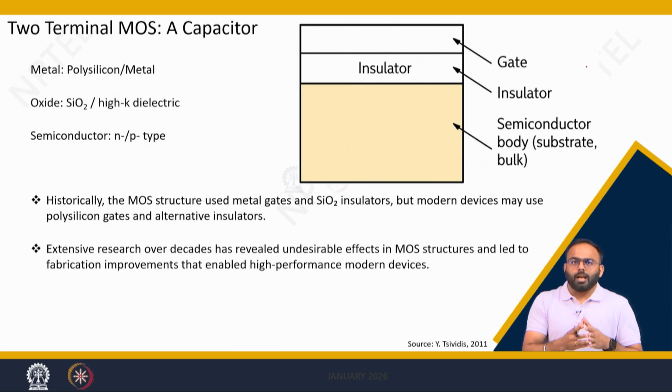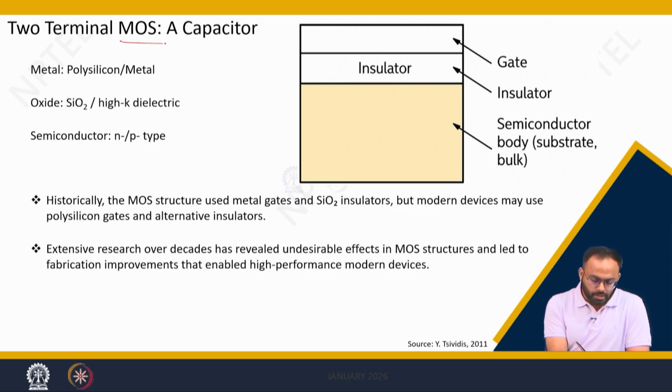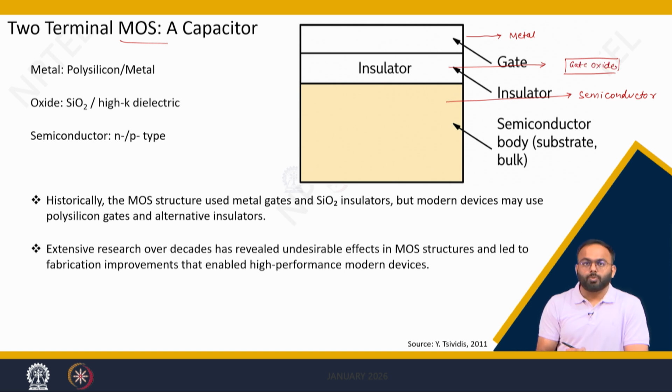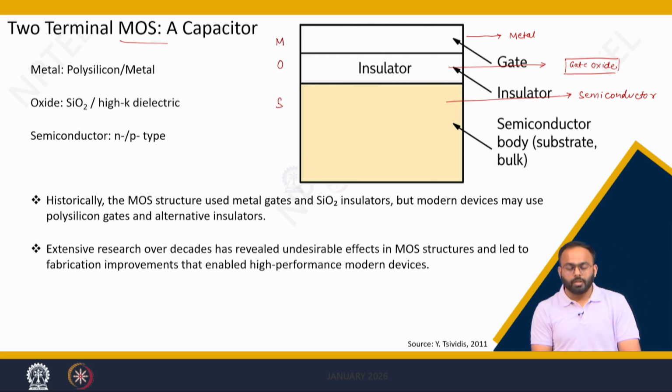We will apply this analysis in our basic fundamental block, which is called the two-terminal MOS. A two-terminal MOS is a layered structure. It means I have one layer which is made up of metal, another layer which is semiconductor, and these two layers are separated by an oxide or an insulator, which is called the gate oxide. That is where the acronym came from, metal oxide semiconductor.